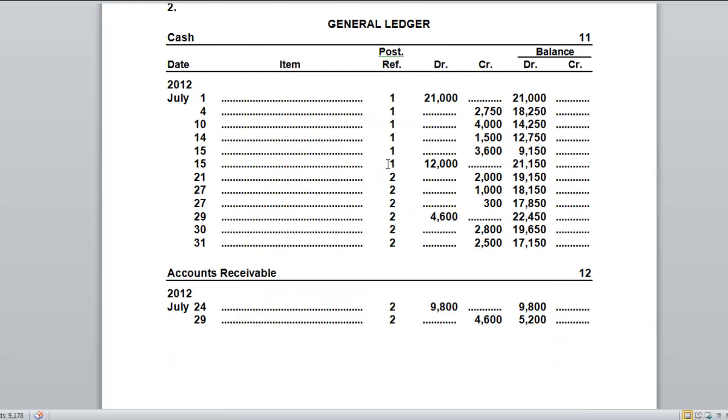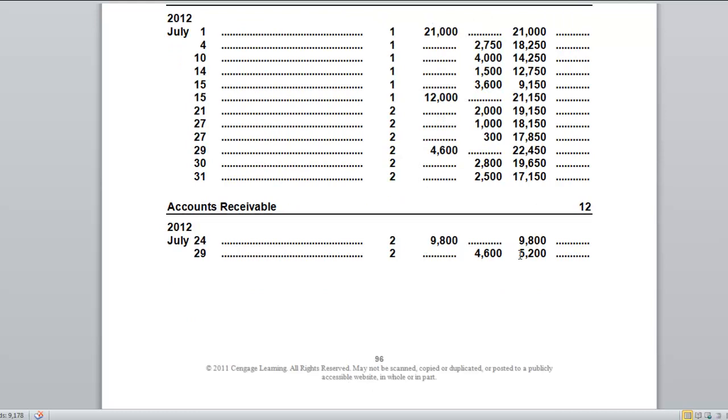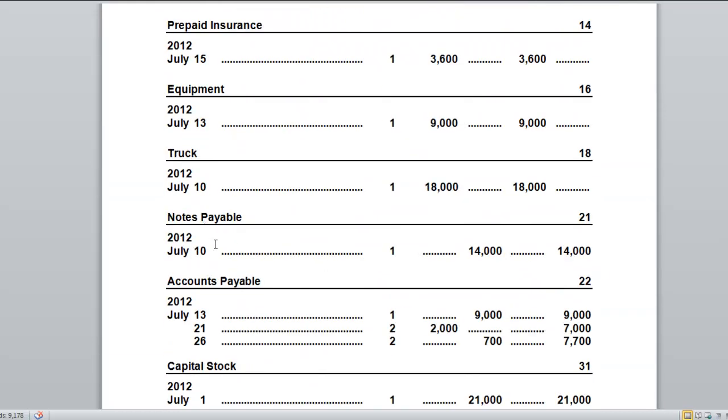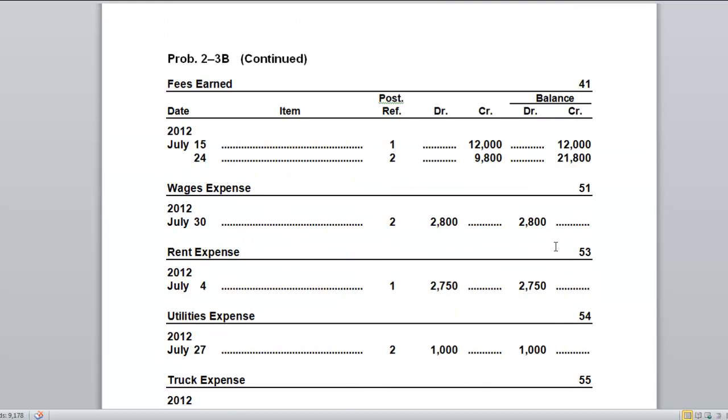So the next thing we're going to do, once we've journalized every transaction and we've posted them to the ledger, the next step here, or at least in this example, we're going to take the balances, the ending balances for each of these. For example, cash, $17,150. Accounts receivable, the ending balance is $5,200. We'll work our way down through all of these. Look, notes payable, the ending balance was a credit balance of $14,000. We're going to take all of these balances and we're going to put them together in what's known as a trial balance.